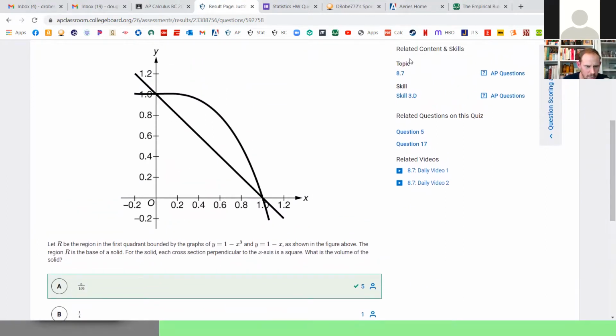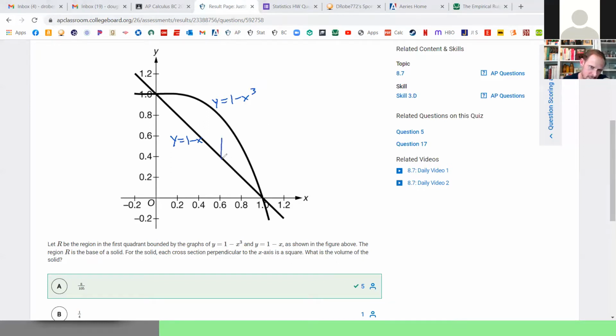Let the region R in the first quadrant bounded by the graphs y equals 1 minus x to the third and y equals 1 minus x. So 1 minus x to the third is going to be the curved one, and the straight line is going to be y equals 1 minus x because it's linear. As shown in the figure above, the region R is the base of a solid. For the solid, each cross section perpendicular to the x-axis is a square.